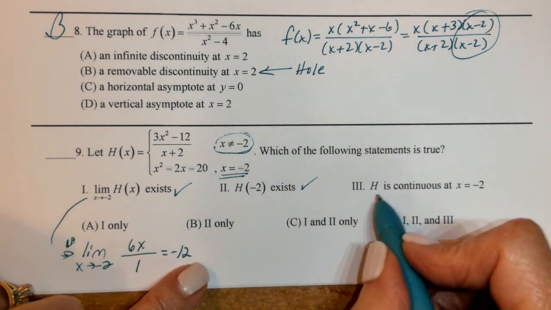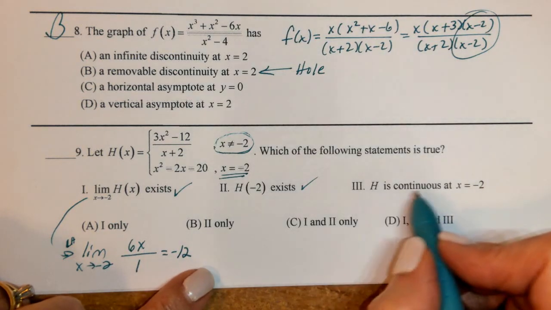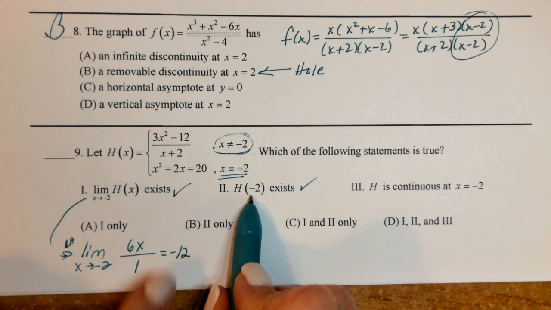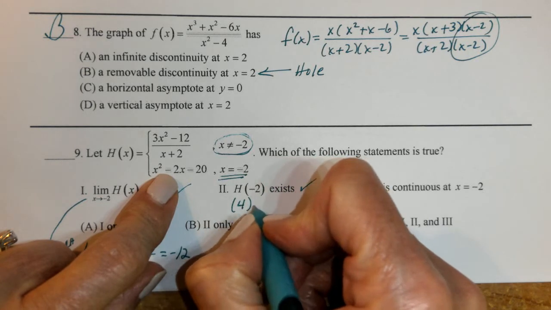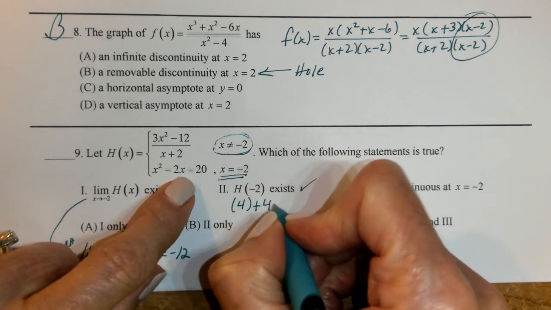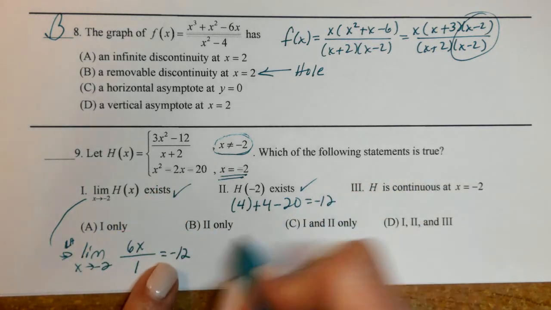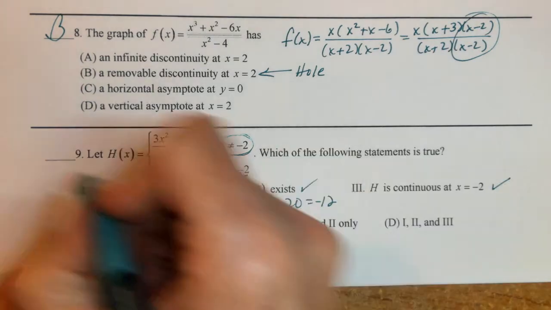And then here in 3, h is continuous at x equals negative 2. Well, h is continuous if this limit is equal to h of negative 2. So I am going to need to go and plug that in after all. 4 plus 4 minus 20, that's 8 minus 20 is negative 12. Those are the same, so yes, H is continuous. All three are true.